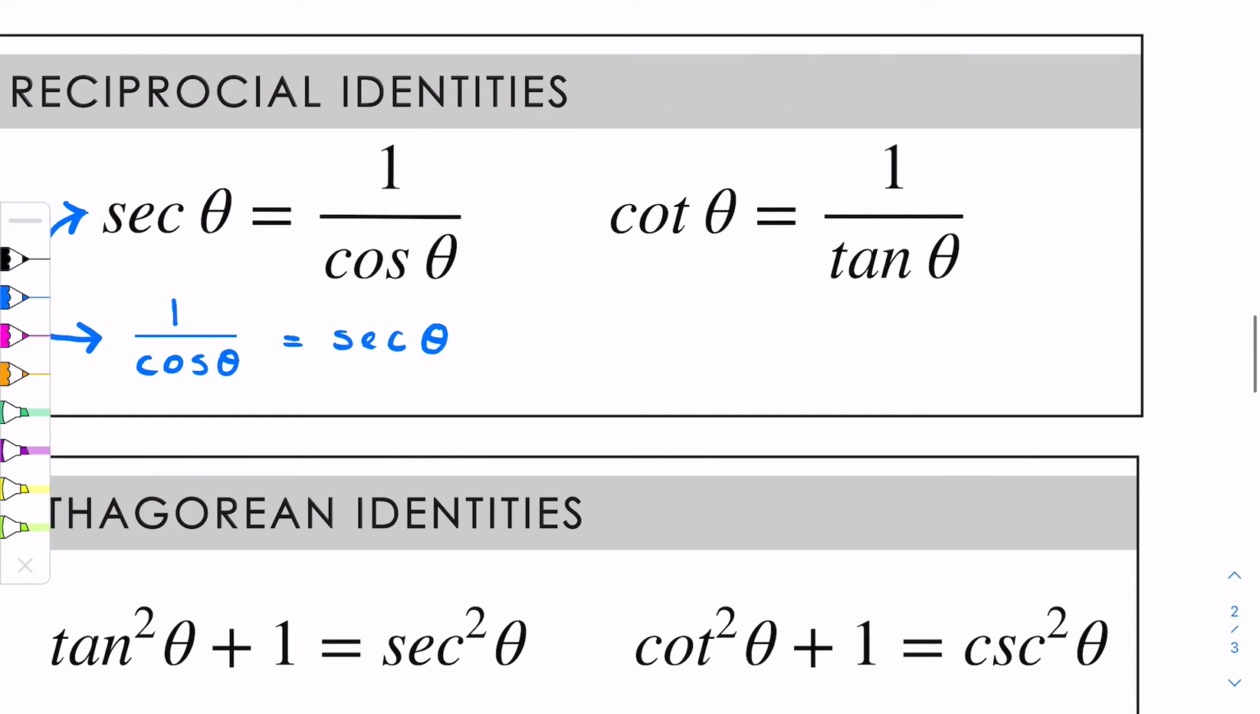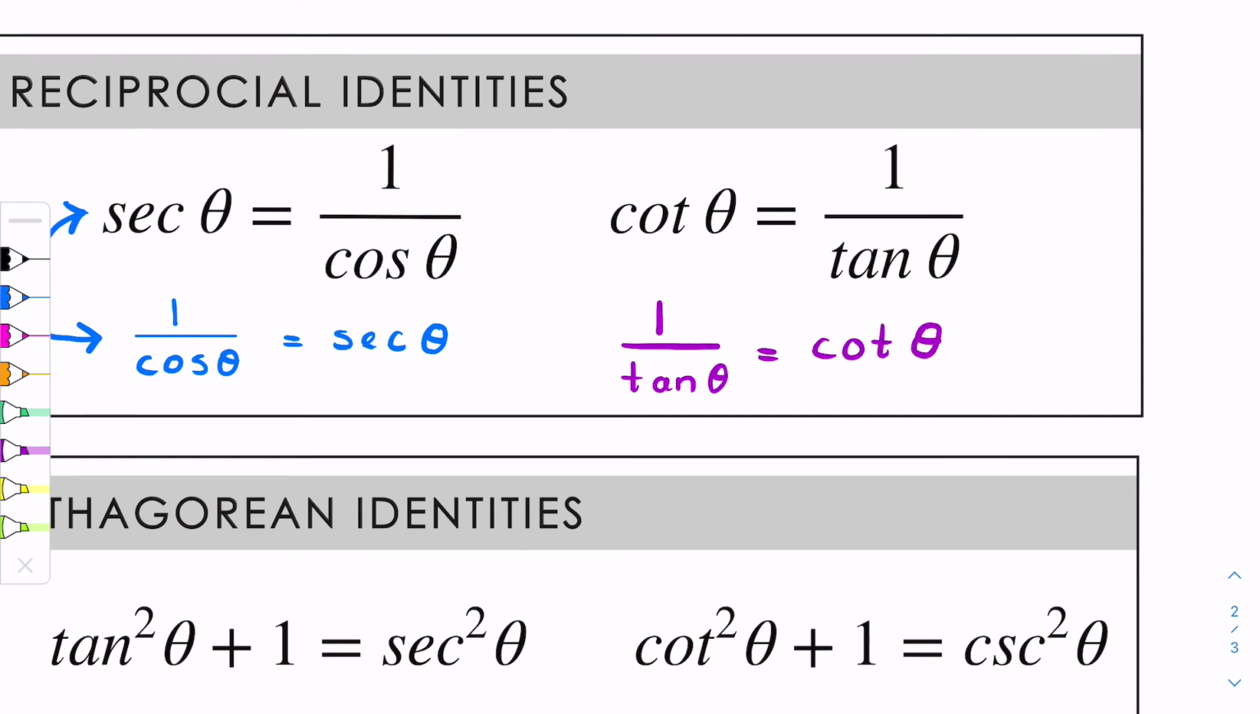And lastly, we have multiples to talk about with this one, but we know that cotangent of theta is equal to 1 over tangent of theta. Sorry, I'm writing the same thing. We could also say that 1 over tangent of theta is equal to cotangent of theta.